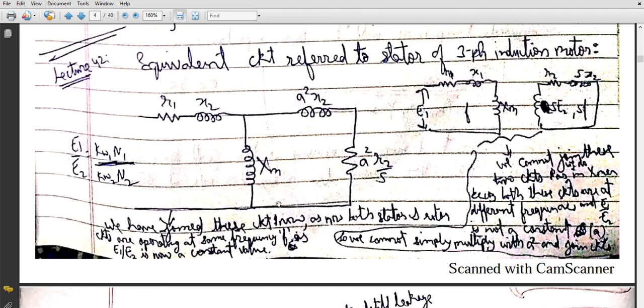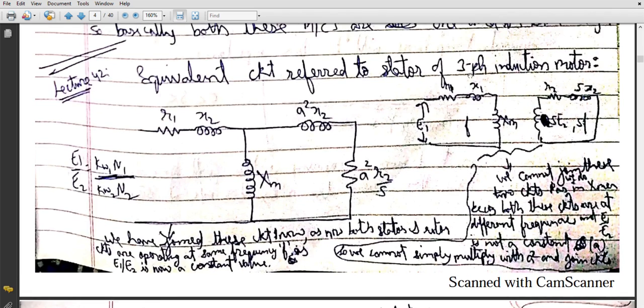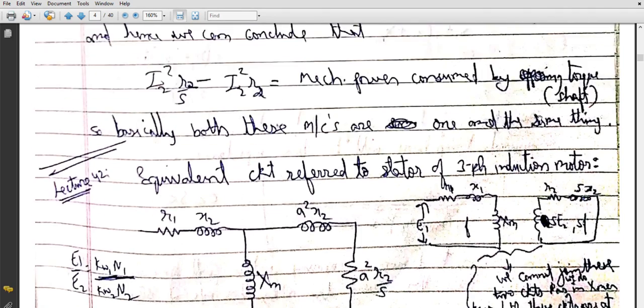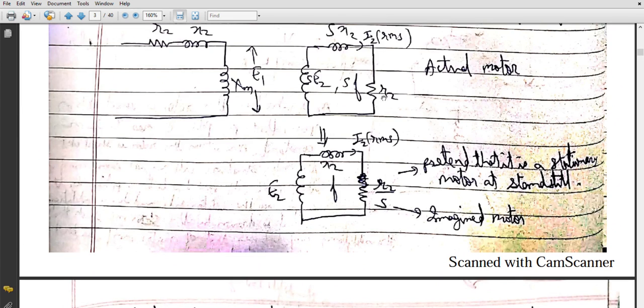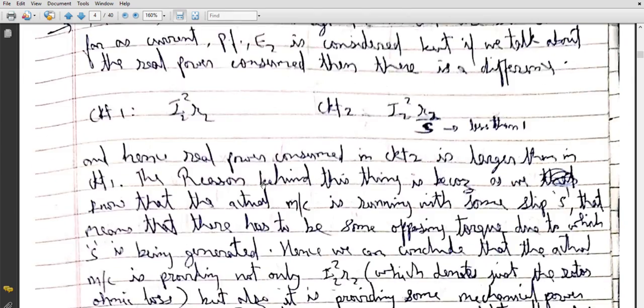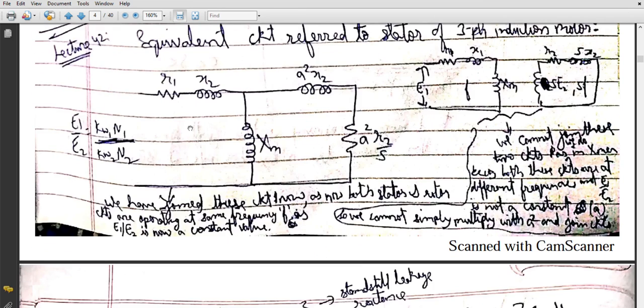Now we'll study the equivalent circuit referred to the stator of a three-phase induction motor. Now we can join these circuits like this. Why can we join these circuits? Earlier we could not join these two circuits, because E1 divided by E2 in these two circuits is not constant, since E2 is a function of S. So we have replaced this circuit by this imagined circuit. In this circuit, E2 is constant, X2 is constant, only R2 is changed. So E1 divided by E2 is a constant, and when it is constant, then you can connect those circuits. When we are connecting, the stator structure remains the same.